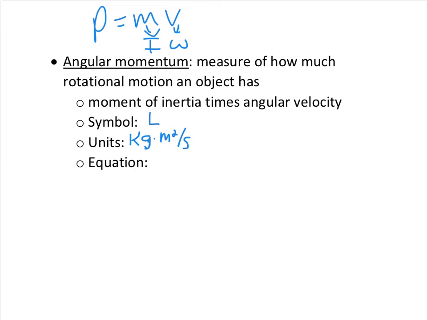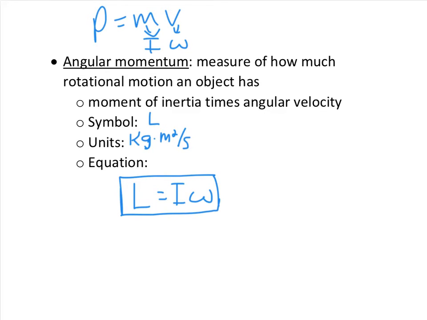The equation: L equals I omega. So the equation for angular momentum is the same as the non-angular counterpart with p equals mv. We're just dealing with the rotational counterpart. So L equals I omega. Conceptually, there's not much here in terms of what angular momentum is. It's more for when we get into conservation of angular momentum.